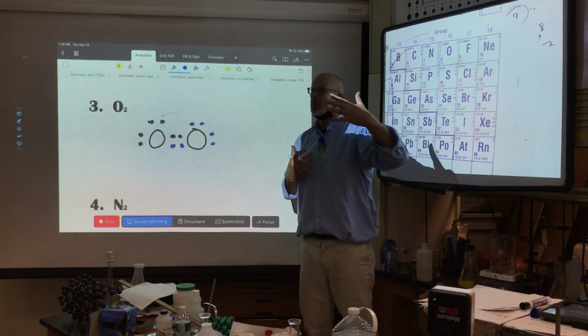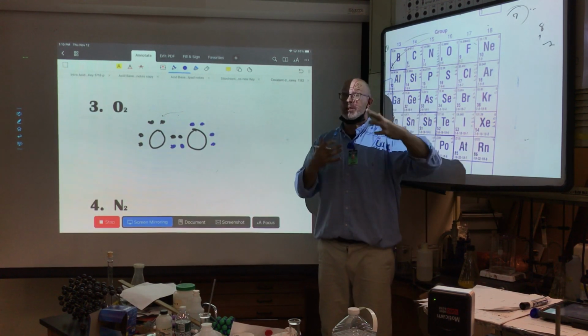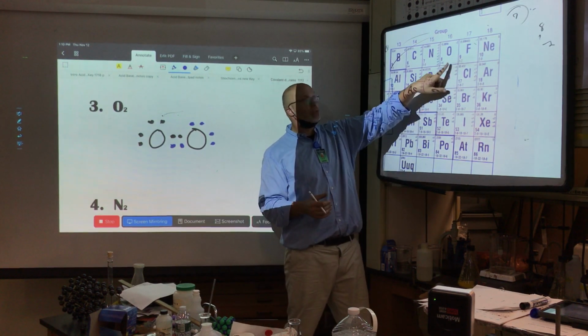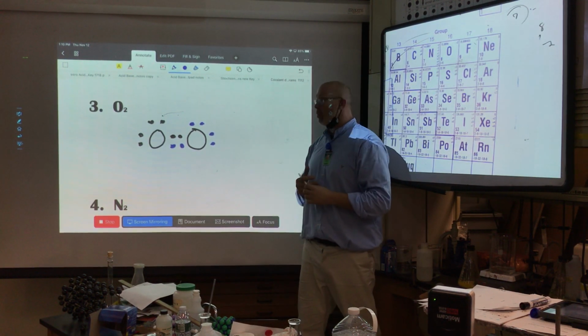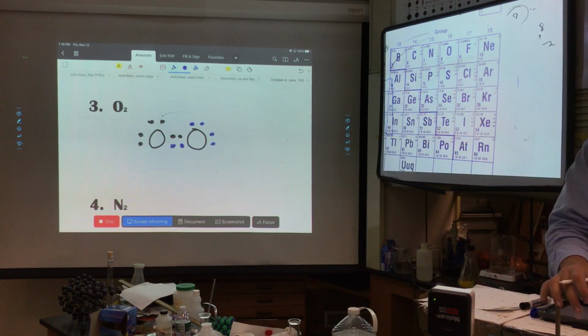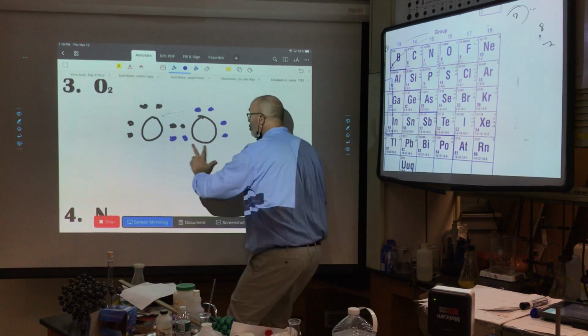Why do we write those? Those feel the nucleus less, so they're going to be part of bonding. We don't draw the inner electrons because they're too close. So we're showing how these atoms are bonding. So party people, for this to work, it needed to share 2 of its electrons.